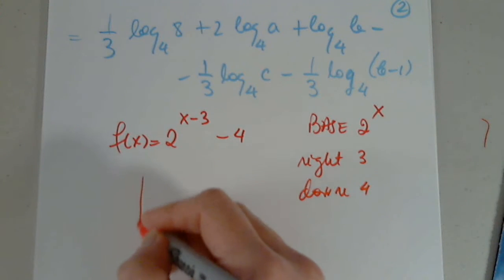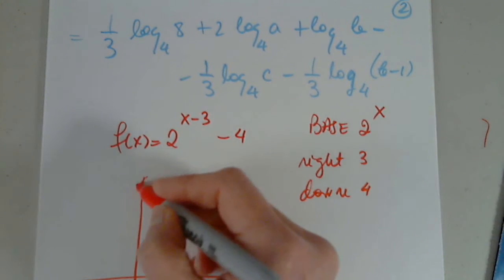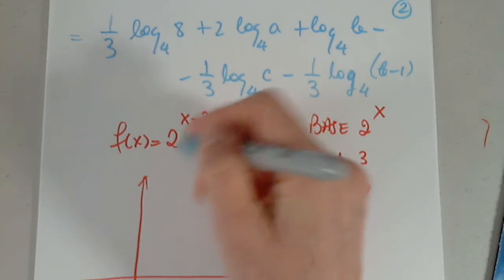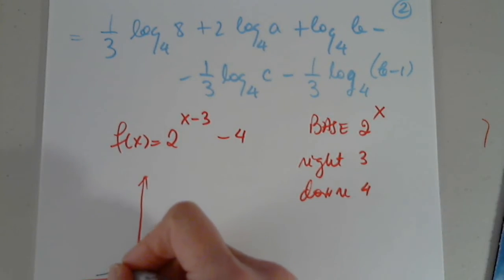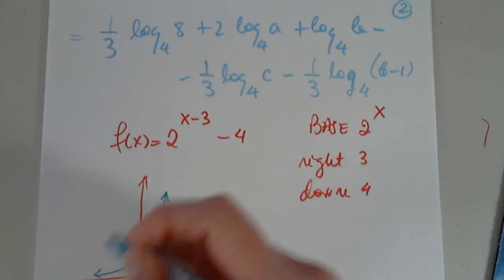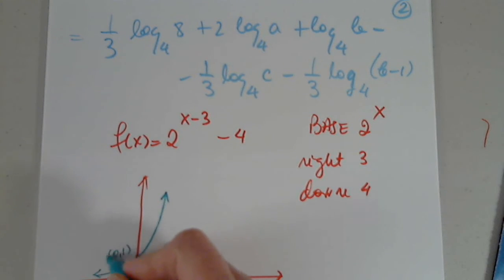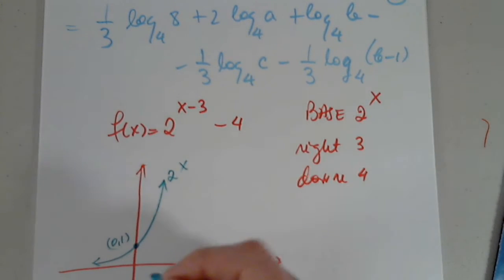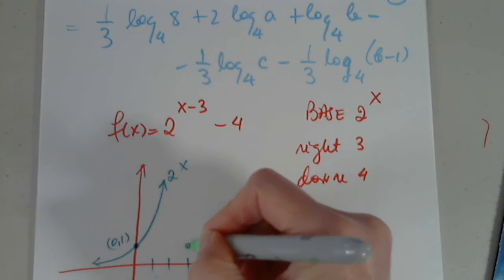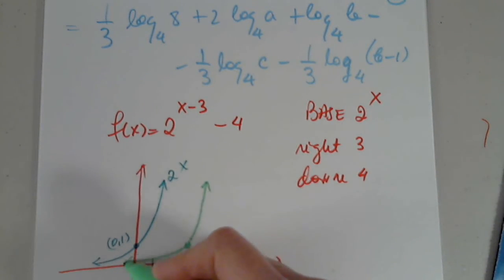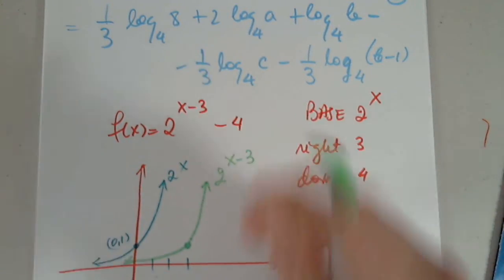So when you graph, I will graph 2 to the x, which I know is always an increasing function on all its domain. So 0, 1. So this is 2 to the x. Then we shift 3 units to the right. So this point gets transferred right here. So here's the new function, 2 to the x minus 3.